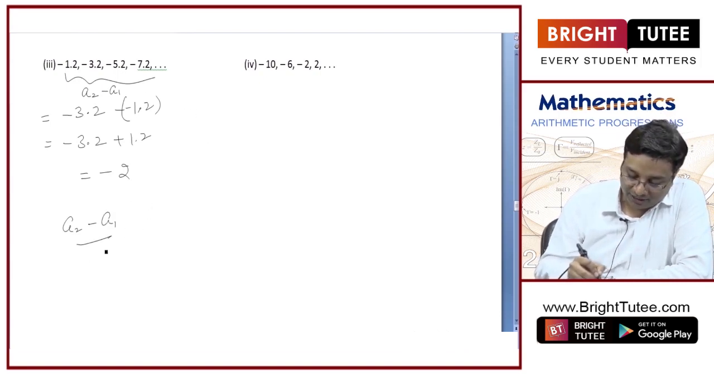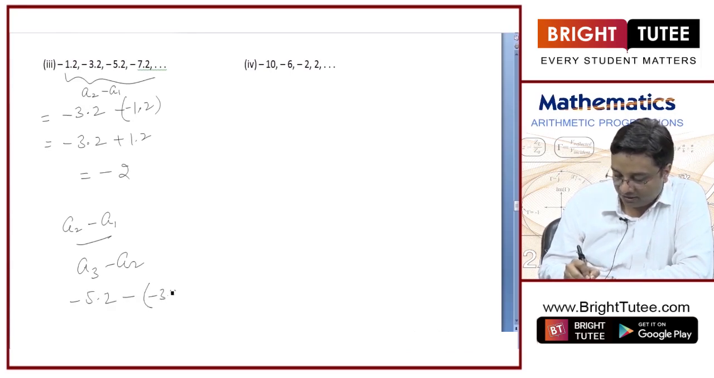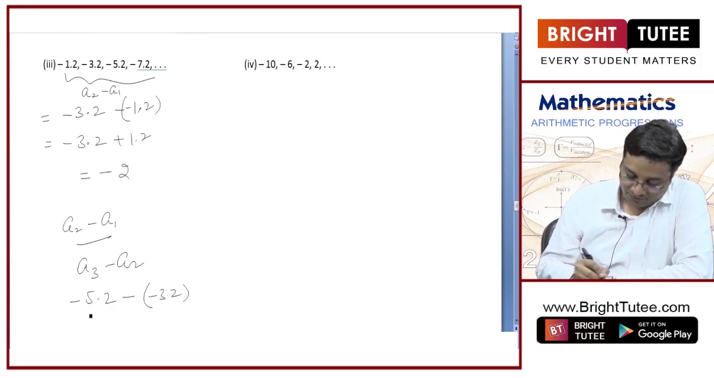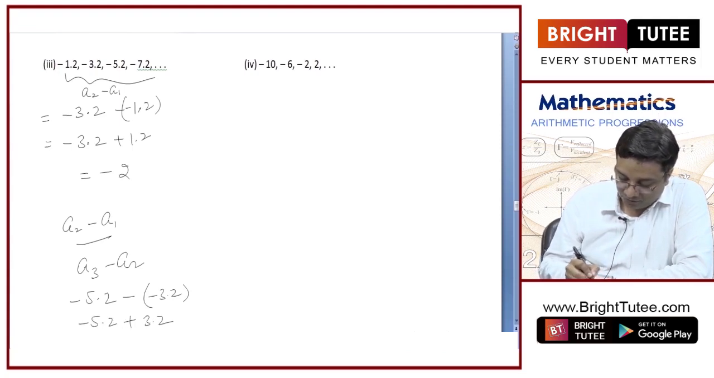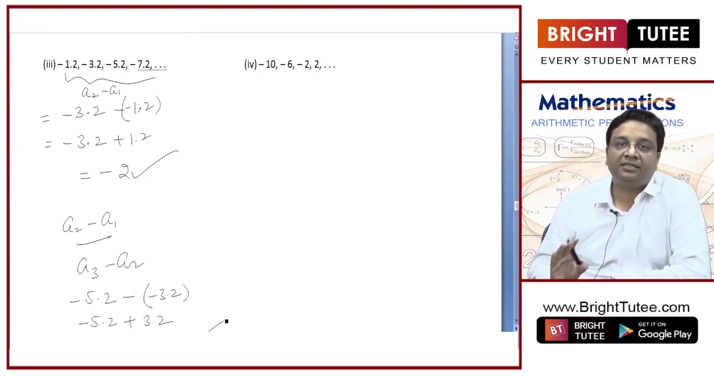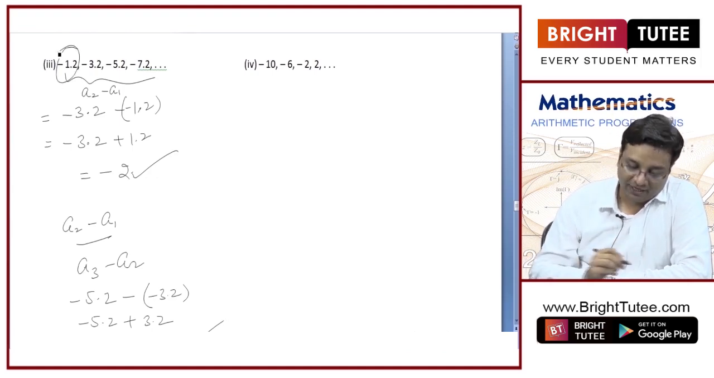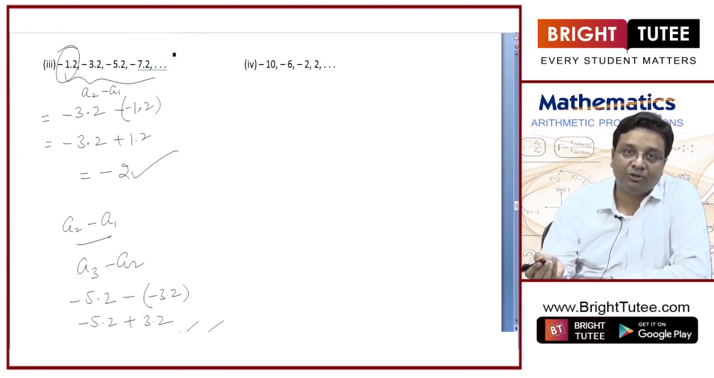Okay, let's now subtract the second term from the third term, A3 minus A2. It will be equal to minus 5.2 minus of minus 3.2. Right? So it will also become minus 5.2 plus 3.2, which is equal to minus 2. So the difference is the same. Hence we can say that it is an AP with first term as minus 1.2 and common difference as minus 2. So we can write the next 3 terms also.